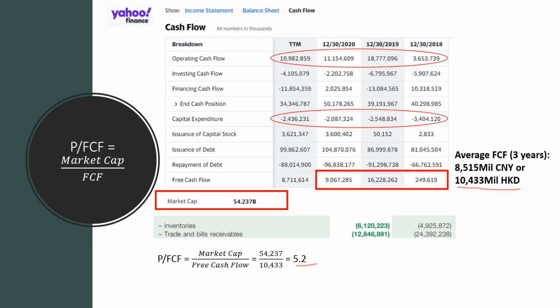A price to free cash flow of 5.2 means that the investor is able to get back their investments in 5.2 years' time. This is with the assumption that the company's free cash flow does not increase or decrease in the future, and the company gives 100% of its free cash flow back to its shareholders every year.